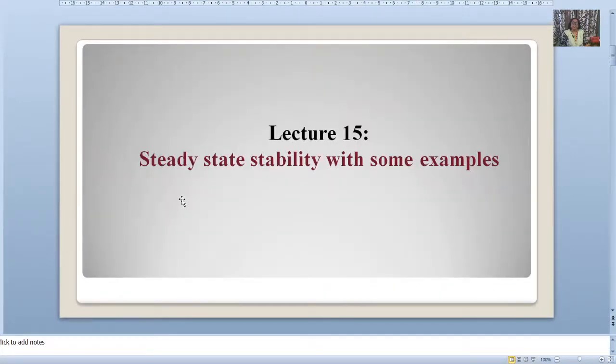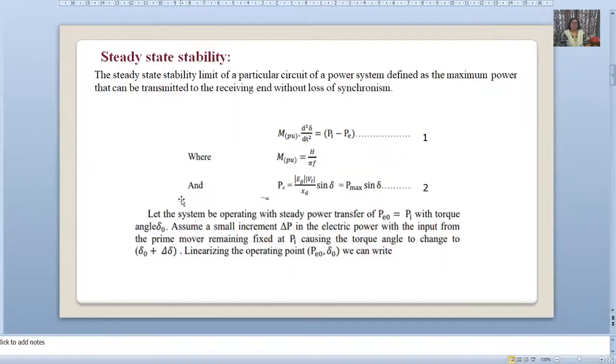In this lecture, we'll see some facts about steady state stability and we'll see some examples on it, as this is our last topic of steady state stability or small signal stability. We know the steady state stability limit of a particular circuit of a power system is defined as the maximum power that can be transmitted to the receiving end without loss of synchronism. That means the receiving end power we will consider.